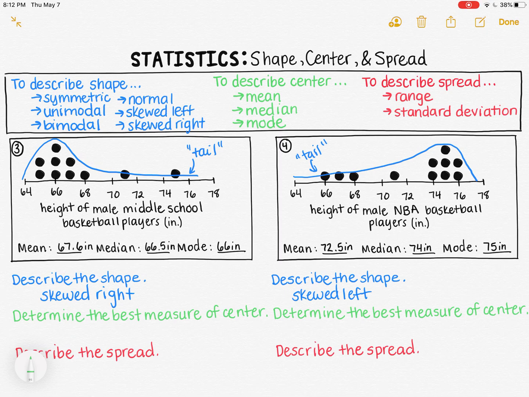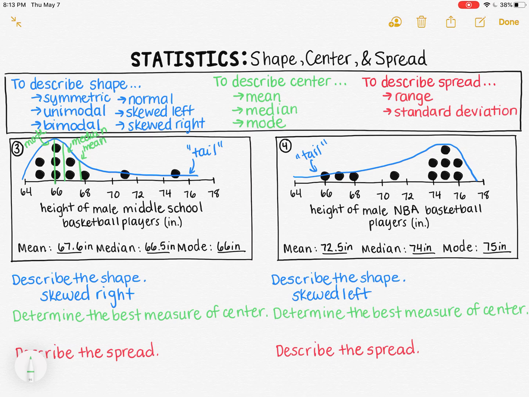Now if we go on to dot plot number 3, let's start by putting the mean, median, and mode on the dot plot so we can see where they're at, because this time they're all different. The mean is at 67.6, so that's around right here. I'll label that as the mean. The median is at 66.5, so right here. And then the mode is at 66, right here. So as you can see, they're all at different places, and let's talk about why that is.